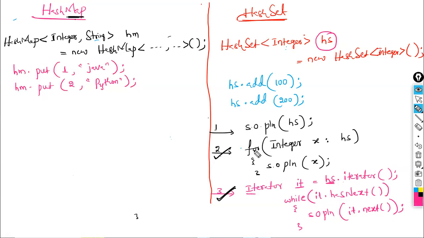Now for this second approach, how do we print? By using a for each loop. What's the first approach? System.out.println, print hm. This we have seen in yesterday's class for all three Map implementation classes: HashMap, TreeMap and LinkedHashMap. Here the first approach is directly using a print statement. The second approach can be the for each loop.